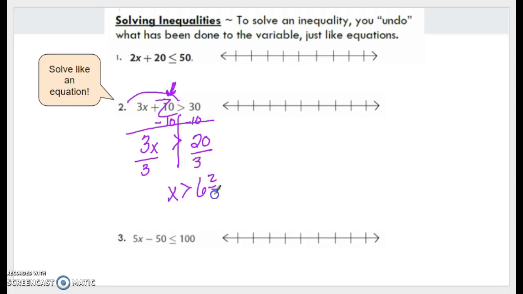6 2/3. So if this is 6 and this is 7, 6 2/3 is kind of going to be somewhere in here. So it's greater than, but not equal to. So this is still our anchor point. So we're going to put our circle. Since it's not equal to, we're not filling it in. But it also could be everything greater than this. So our arrow is going to cover everything that is greater than that anchor point. It just keeps going indefinitely.